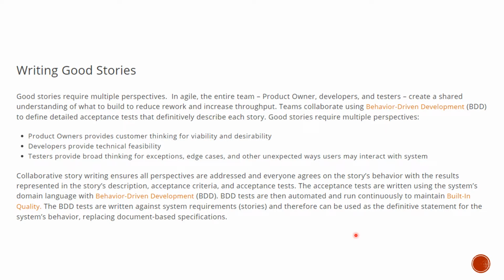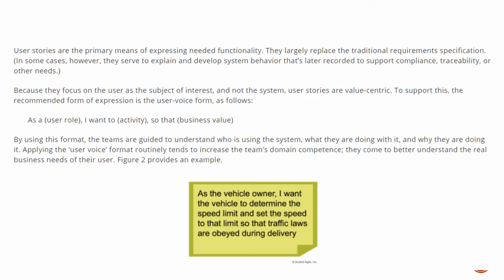The acceptance tests are written using the system domain language with behavior-driven development. We'll see some of the examples. Then BDD tests can be automated to maintain the built-in quality. So this is the way of writing a good user story: you need to bring multiple perspectives like product owner, development team, and testers, and you need to add good acceptance criteria using BDD format. As simple as that. A user story is a primary means of expressing needed functionality.